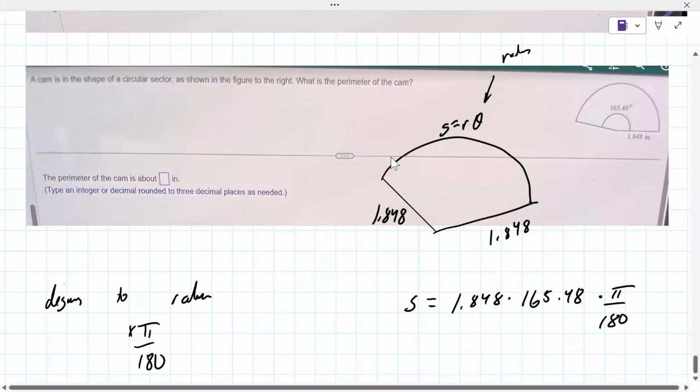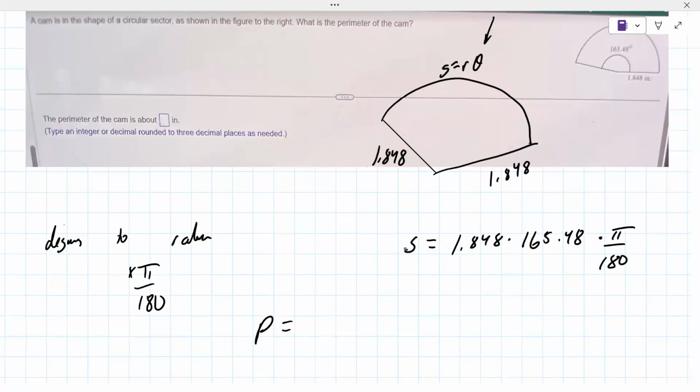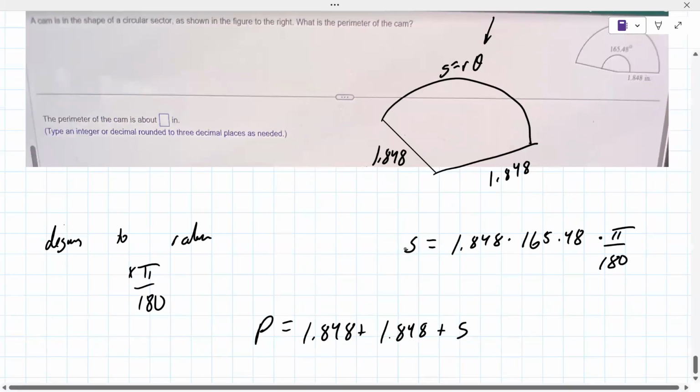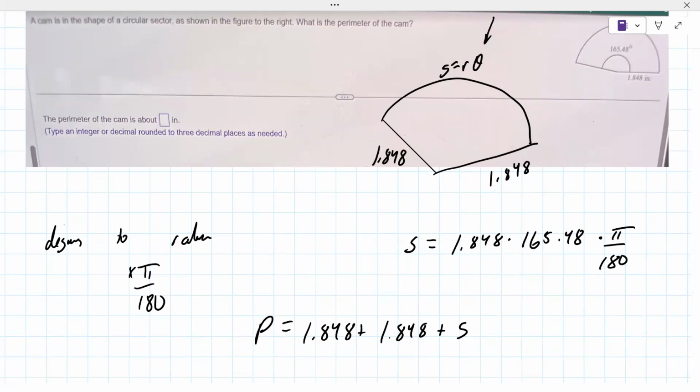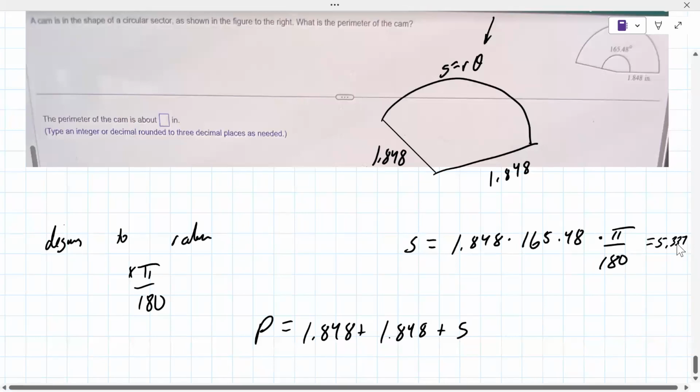So that's this length here. And then to find the perimeter, we're adding up these other two. So your perimeter is the 1.848 plus the 1.848 plus whatever you get for S. Your class is pretty heavy on these calculations. So for S, I end up getting roughly 5.337.